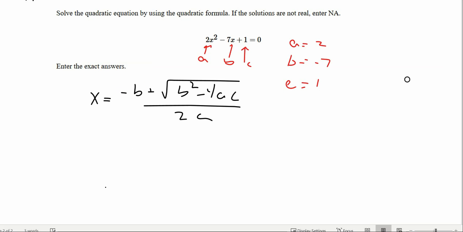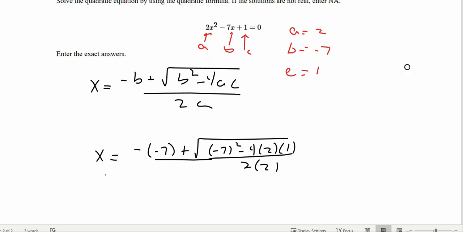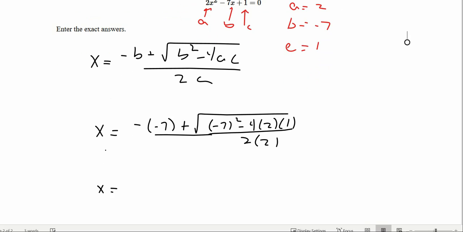And now we just need to make our substitutions. So negative b, b is negative 7, so then we've got b squared minus 4 times a times c all over 2a, so that's 2 times 2. So negative, negative gives me positive, and my plus or minus didn't show up there. Square root of 49 minus 8 over 4.